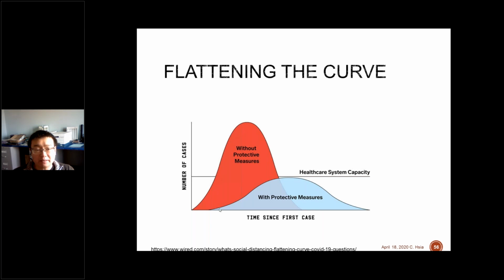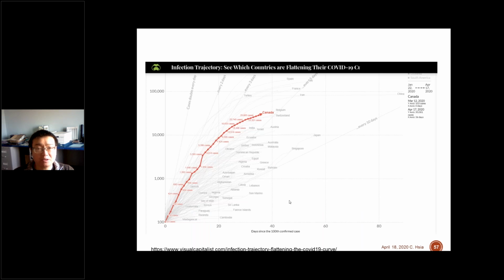But if you use protective measures, hopefully the spread is slowed down and you're flattening this curve out so that patients are still coming and people are still getting infected, but you're slowing it down so that the number coming to emergency medical services and hospitals is reduced so that we can manage those patients at a steady pace. So how can you flatten the curve, as the saying goes? It's with a number of different strategies.